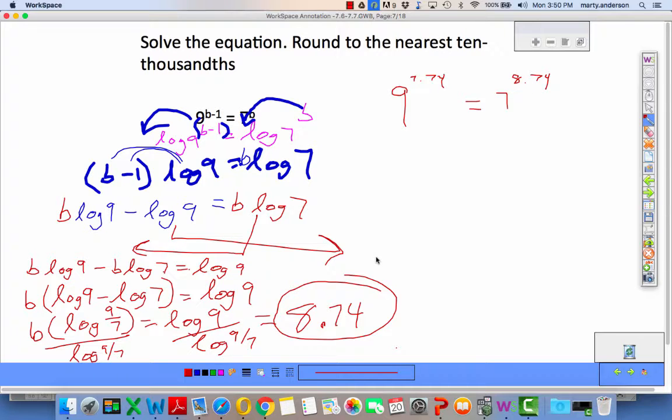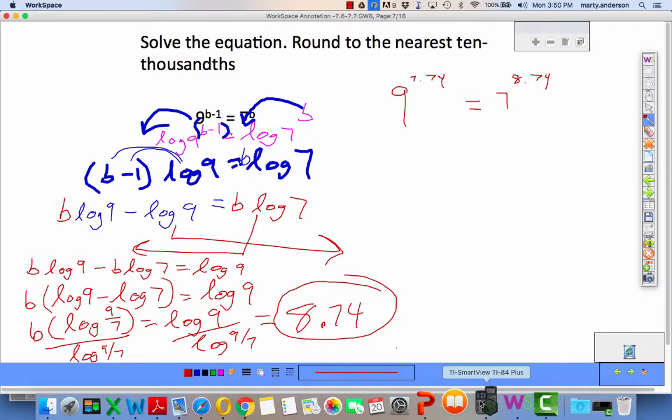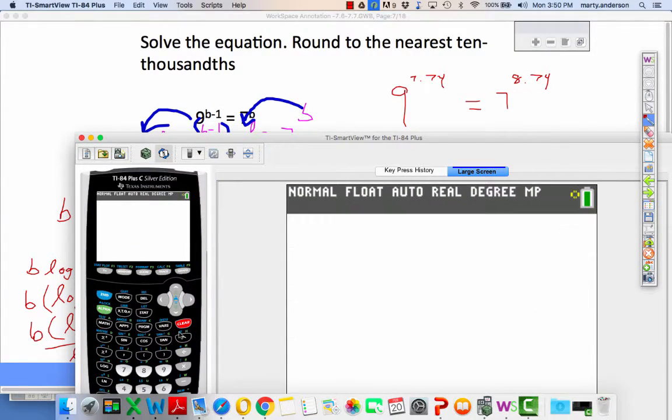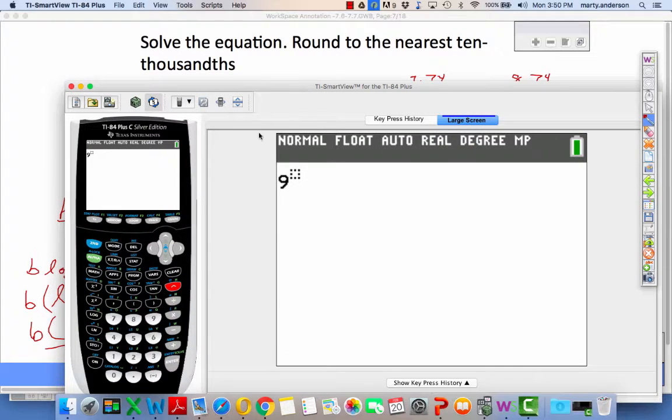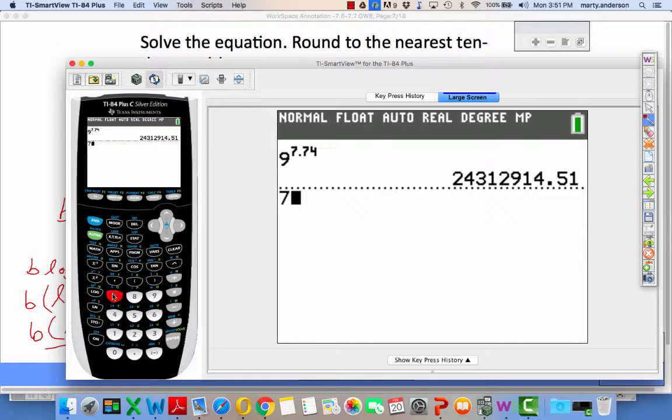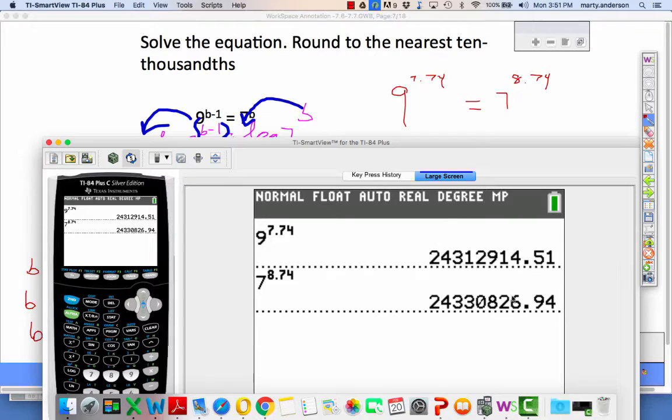Well, could we check that on our calculator if we really wanted to? You're darn right we could. Is 9 to the 7.74 the same as 7 to the 8.74? If I've done this correctly, then these should be darn near the same number.